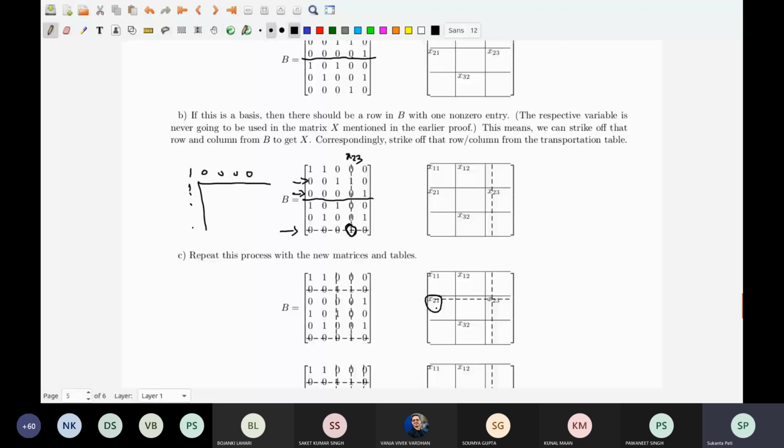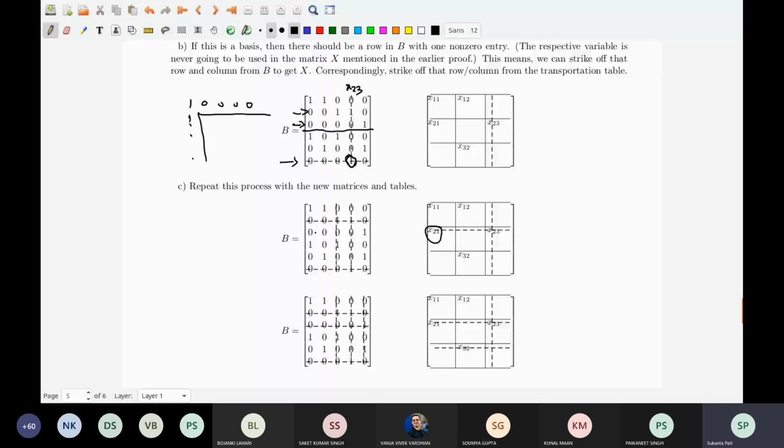Okay, the whole procedure goes like that. Next, I have found this one. This one corresponds to the next one, so that is the third line. Okay, and after that you find one row which has only one non-zero entry. You can either take the fourth row or the fifth row.